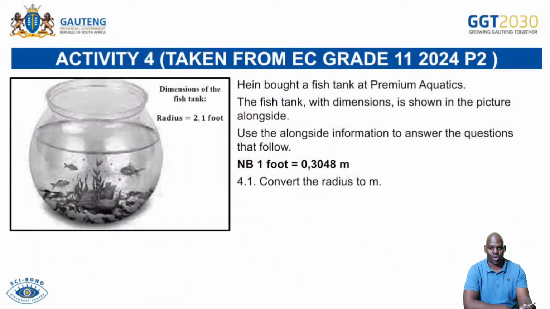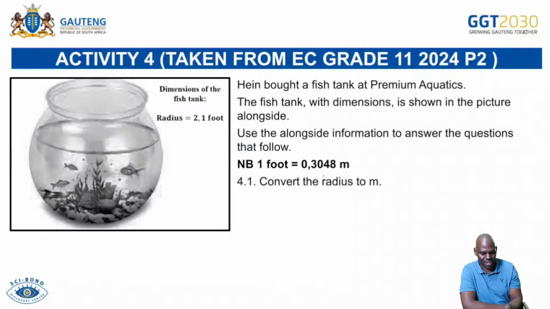Okay, then the next question is: Hein bought a fish tank at Premiums Aquatics. The fish tank with dimensions is shown in the picture alongside. Use the alongside information to answer the questions that follow. NB, 1 foot is equal to 0.3048. Remember what I said about the imperial units? The conversion factors will be given. So in this case, 1 foot is equal to 0.3048.